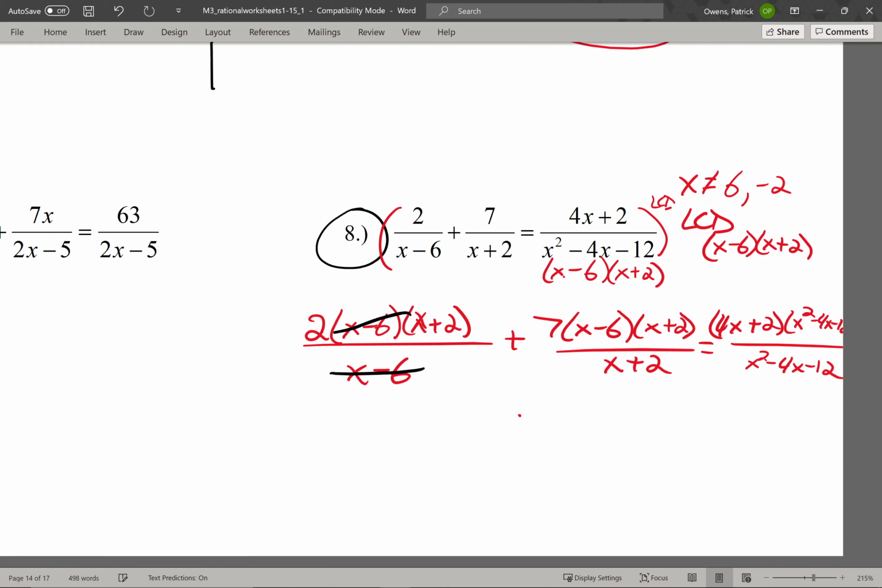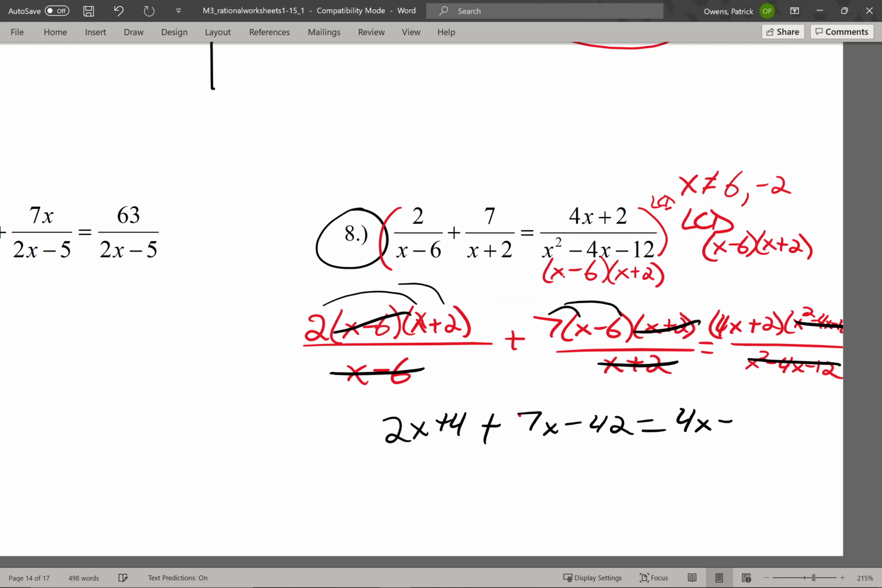So our x minus 6 factors out, so we need to distribute that too. So we have 2x plus 4 plus our x minus 2's factor out. We need to distribute these 7 with what's left. So we have 7x minus 42. Then the whole denominators factor out. So we have 4x plus 2.